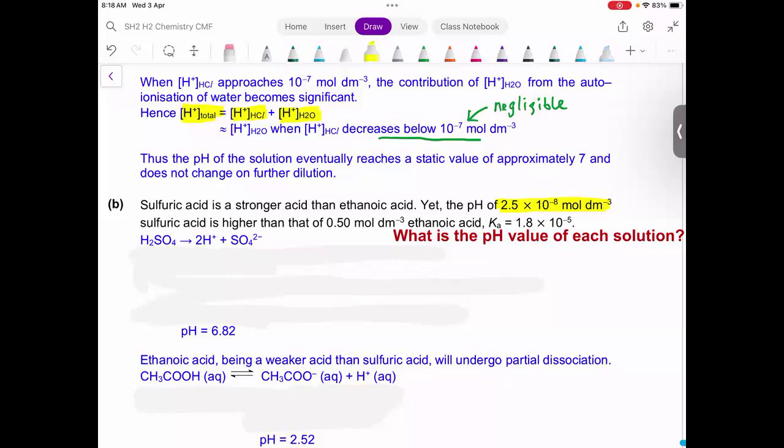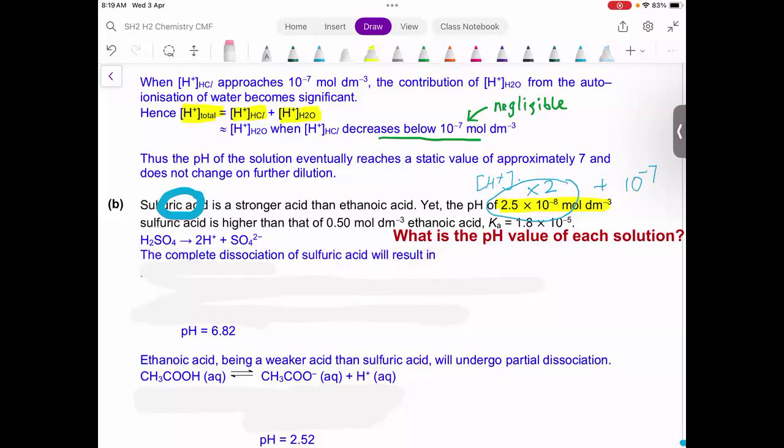Because of the very, very low concentration of your strong acid, you have to consider the contribution by your water of the H+. So in order to get this value, you have to remember that sulfuric acid per mole gives you 2 moles of the H+. So this will be times 2. The concentration of H+ from your sulfuric acid will be times 2 of this. Then you have to add the concentration of H+ contributed by your water. Then you can calculate the pH to be like this.